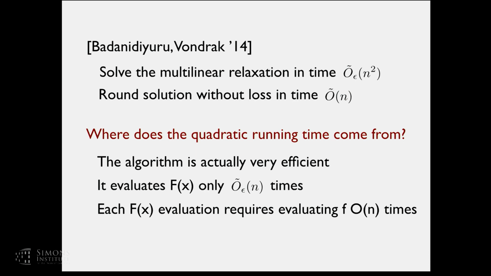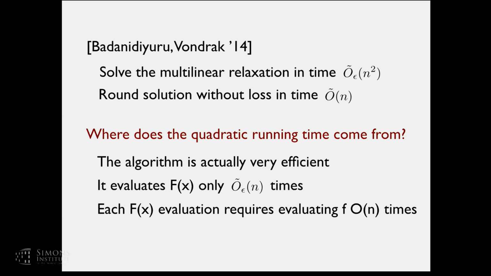But if we step back for a moment, we might ask, okay, but where is this quadratic running time coming from? And it turns out, actually, that this algorithm is very efficient in some sense. Why? Well, the reason is that it's solving this continuous optimization problem, and it does so by evaluating the objective only a nearly linear number of times, which is a very nice property. It's essentially as efficient as we could hope for.